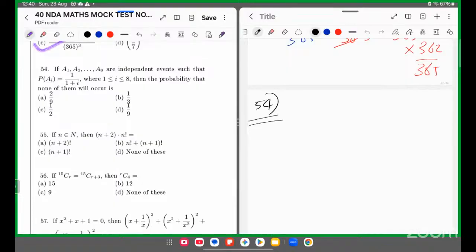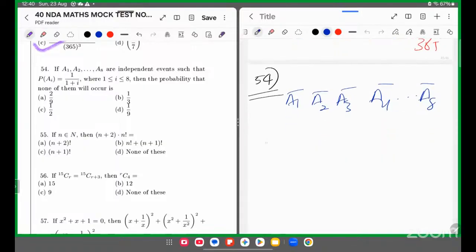So none of them will occur means A1 dash, A2 dash, A3 dash, A4 dash, etc., up to AI dash we have to consider. So what is the probability of A1? 1 by 1 plus 1, 2. So corresponding A1 dash also 1 by 2.